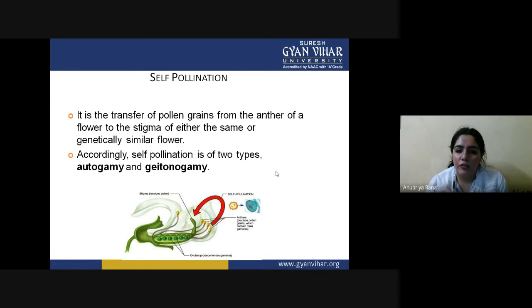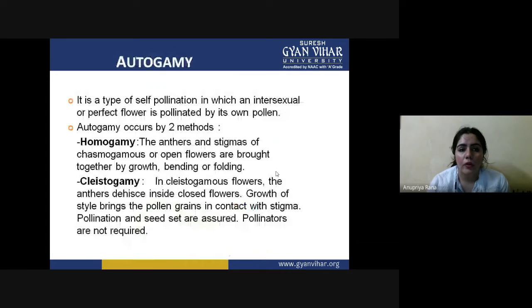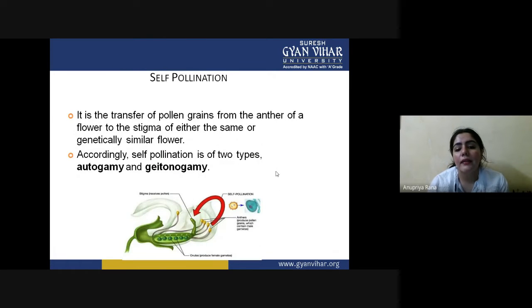Accordingly, self-pollination is basically of two types. One is autogamy and second one is geitonogamy. So geitonogamy and autogamy are the types of self-pollination. If we talk about autogamy in detail, pollen is deposited inside the same flower, on the same stigma. So this process will be called the autogamy process.